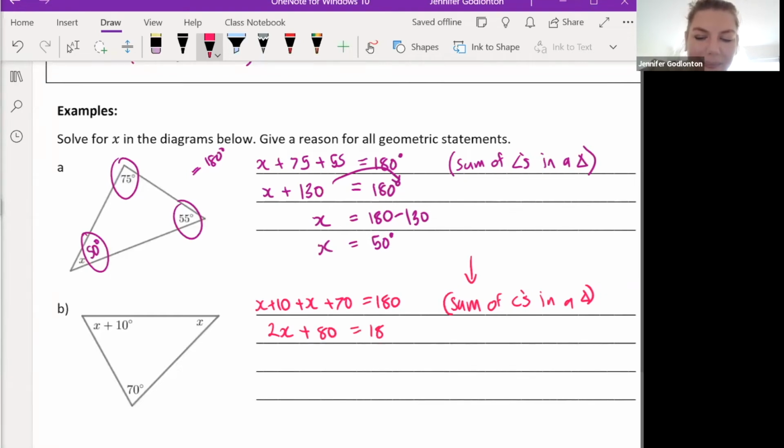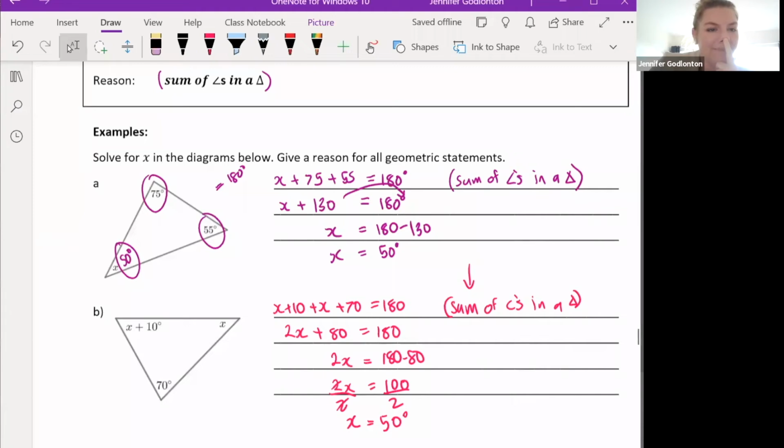Good. And then it's 2x equals 180 minus 80. Good. And then it's 2x divided by 2 equals 100 divided by 2. So we're going to divide by 2 there. And so we get x is 50. Well done. Nice job. Explained very well.